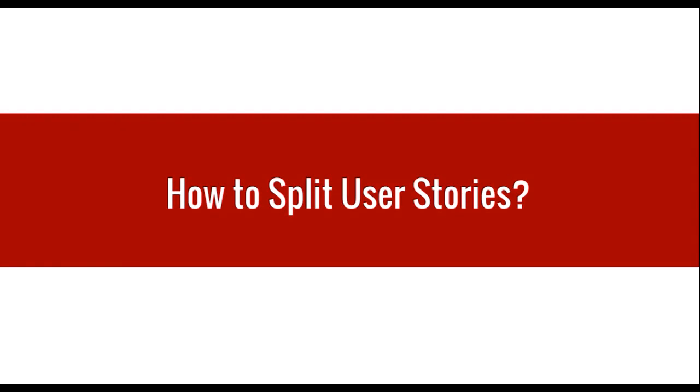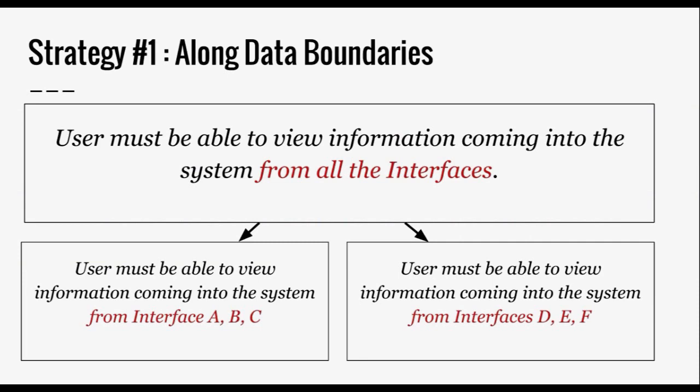So now we have seen why to split user stories. We can see some ways how to split them. Strategy 1, along the data boundaries. So user must be able to view information coming into the system from all interfaces. So let's say you are building a system to which there are several interfaces or external systems that are feeding the data. So this user story is potentially very vast. It covers all the interfaces or all the external systems that the system is dealing with.